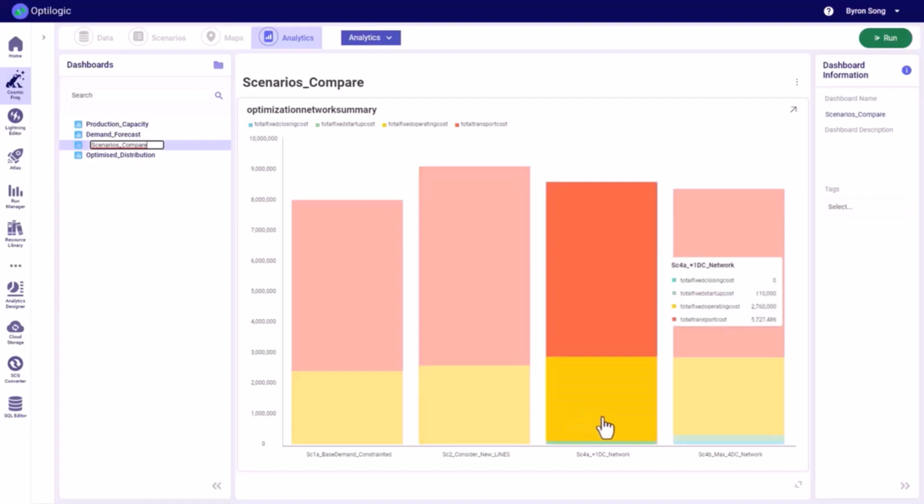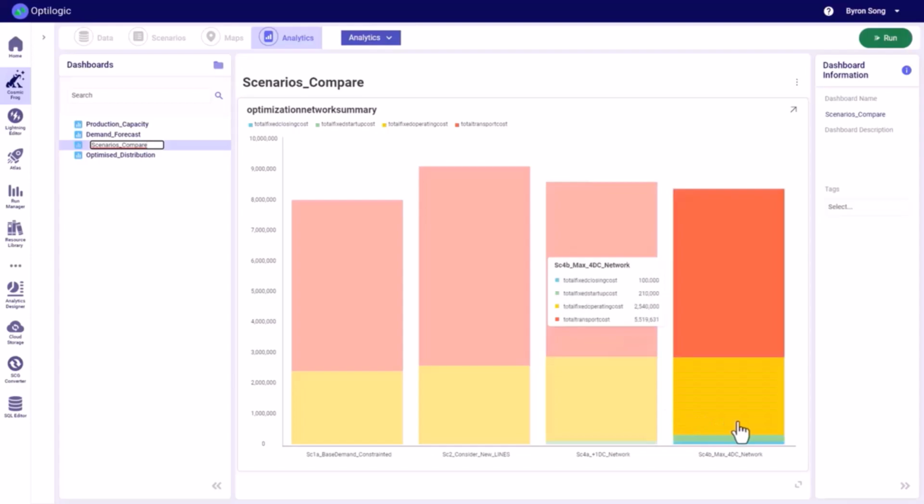Looking at scenario 4A, we can see there is an additional fixed startup cost because we had to set up a new Romania DC. But on the bright side, we will see some significant saving from the transportation cost, because our new DC will be closer to the growing demand in Eastern Europe.